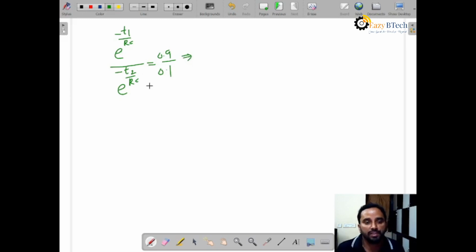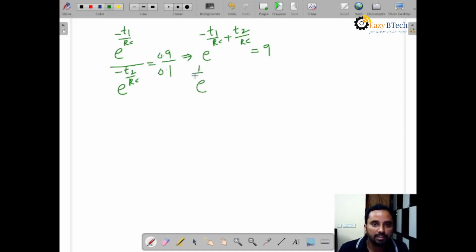So we are just simplifying it, right? Now this will become e to the power minus t1 by RC, and plus t2 by RC. So powers are added, okay, is equal to 9. Now we can take e to the power 1 by RC common, then we get t2 minus t1 is equal to 9.